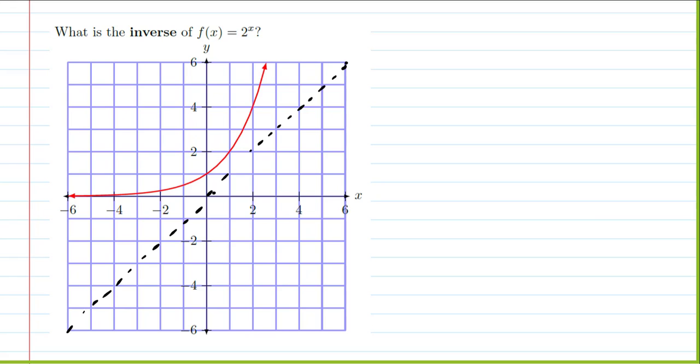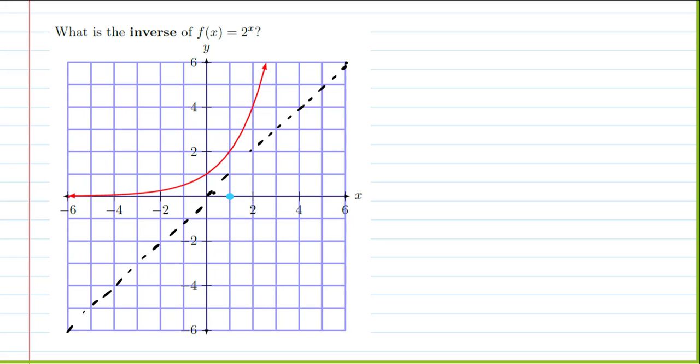So if I were to reflect my points across the line y equals x, I would get, instead of the point 0, 1, I interchange my x and my y, I get 1, 0.